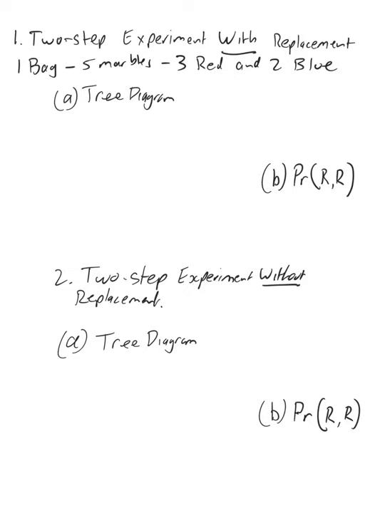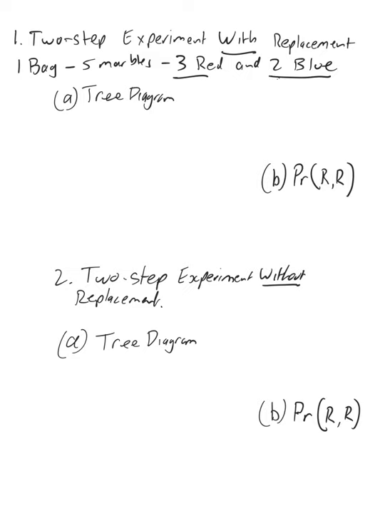Okay, we're going to have a look at a two-step experiment twice. The first time we'll look at it with replacement, and the second time we'll look at it without replacement, so we can compare the difference. Right now, for both experiments, we have one bag with 5 marbles: 3 red marbles and 2 blue marbles.